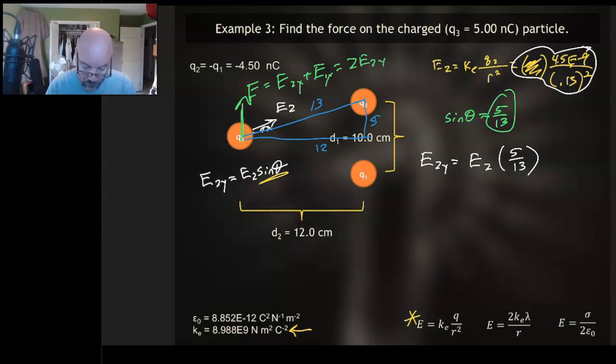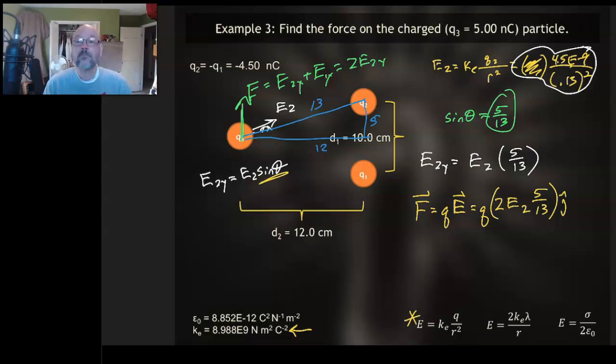Okay, so if I want my force, then, which is what we're asked to do, then I'm going to have Q times the total, like that. So I'm going to have Q. All right. And then we're going to have 2 times E2 times the sine of theta, which is 5/13. And all that's going to be in the J direction.